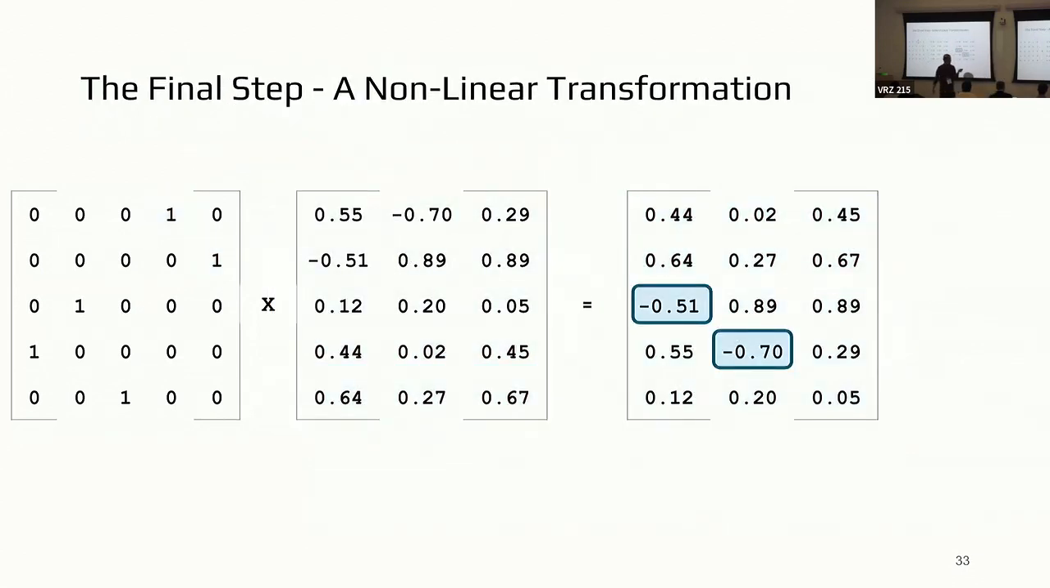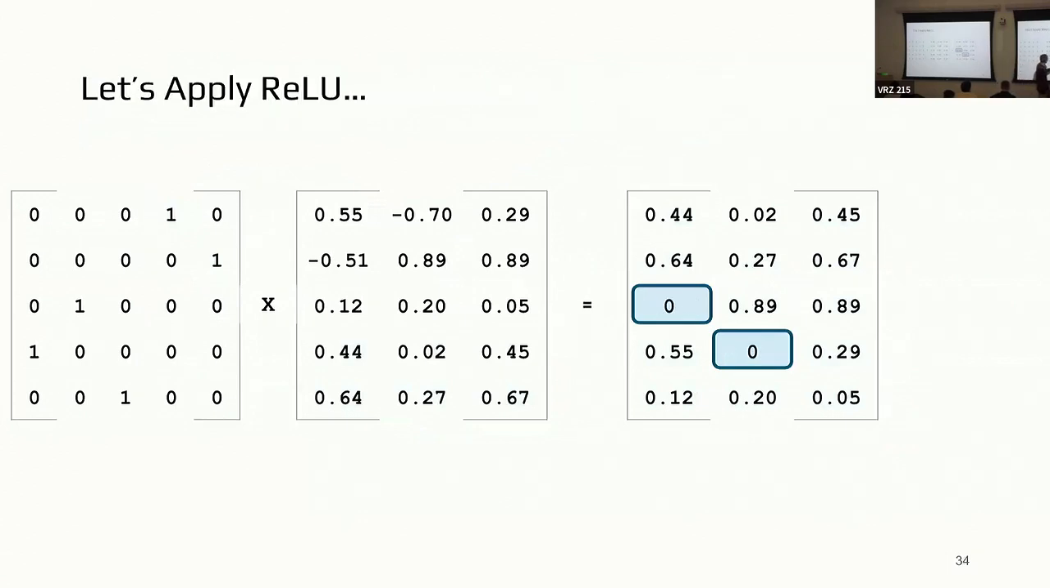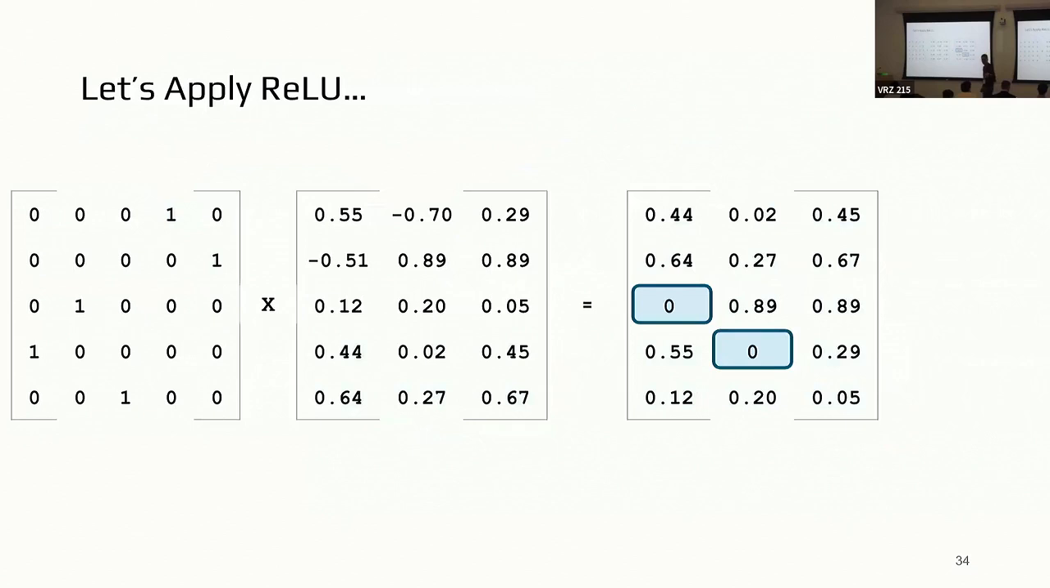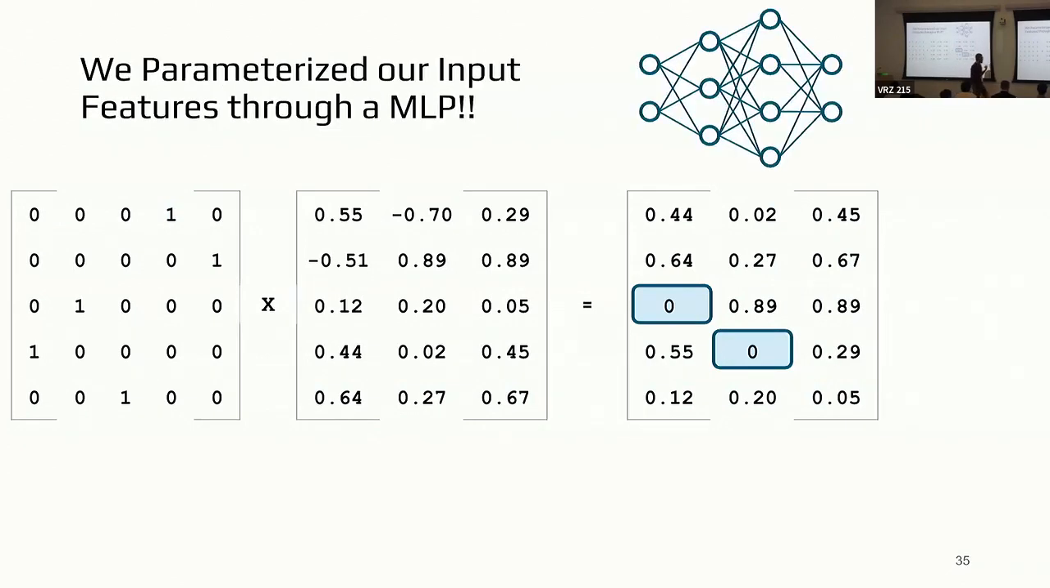Actually, in a traditional neural network, we also include an activation function, which is an operation that allows us to obtain a result that we cannot obtain with just a matrix multiplication. So the ReLU function basically drops the negative values. It takes the resulting matrix and puts the negative values to 0. So this is what it means to parameterize something through a multi-layer perceptron.